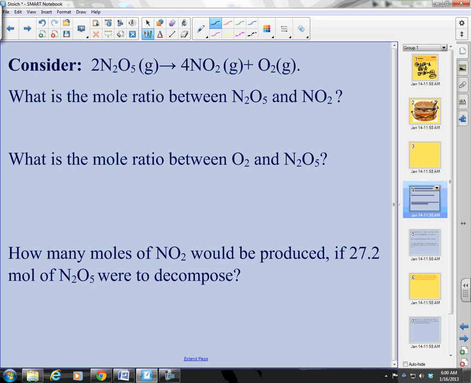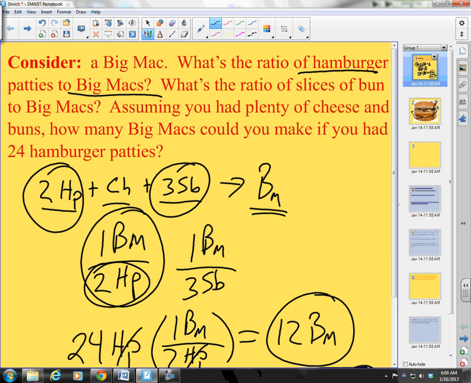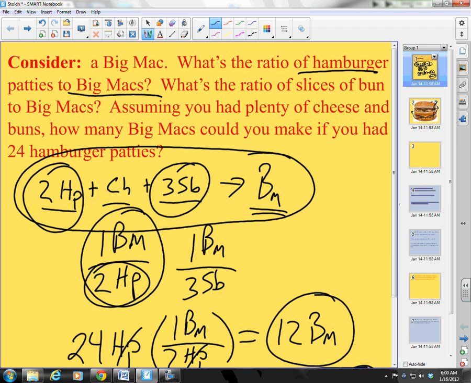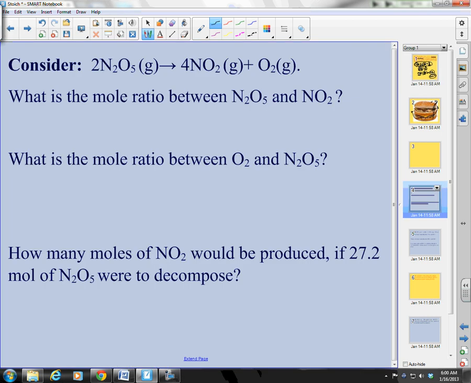Consider, aha, so I have a reaction here. It's kind of like, how do I make Big Macs? The question here is not how do I make Big Macs, but how do I make oxygen and nitrogen dioxide? Cool. So what is the mole ratio between N2O5, dinitrogen pentoxide, and nitrogen dioxide?